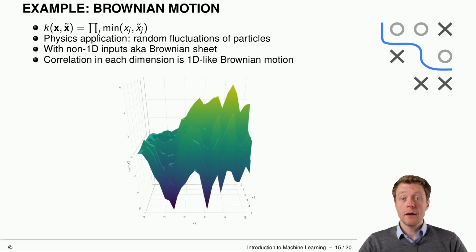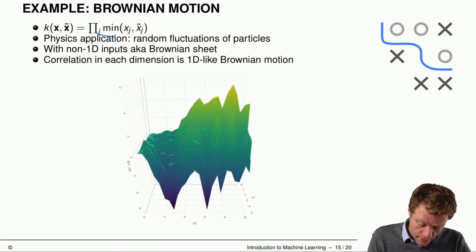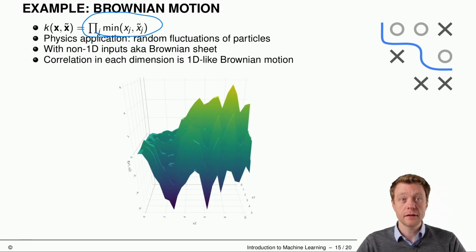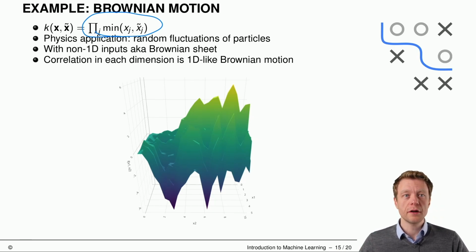Okay, and one last example of a covariance function, a very different approach here, is the Brownian motion, where we have the minimum of x_j and x tilde_j, and if we have more than one dimension in the feature space, then the product of these. And then we get, well, this Brownian motion.